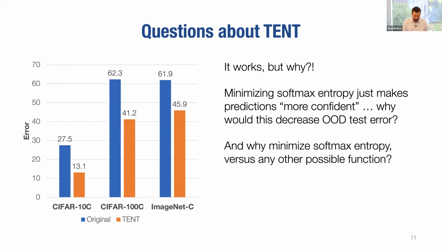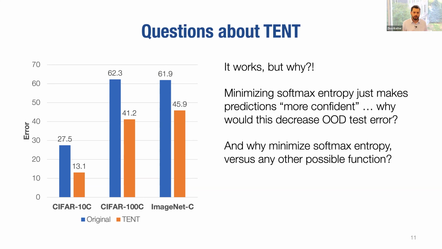And again, I can't stress just how weird it is that this works, right? Why on earth would you want to just make predictions more confident? And even if you did, why would this softmax entropy objective be the right one? It's one measure of confidence, but why would you want to minimize that? What's the possible rationale for doing so? So we found this very, very strange.